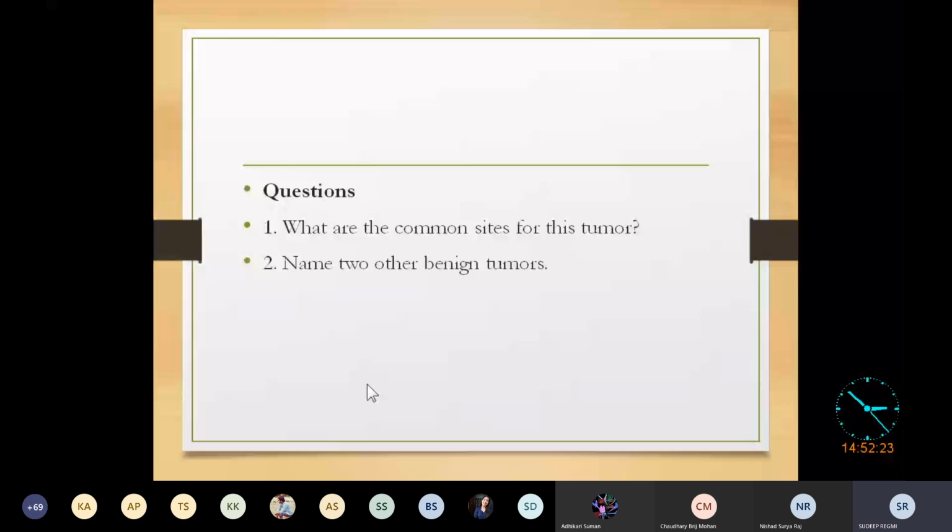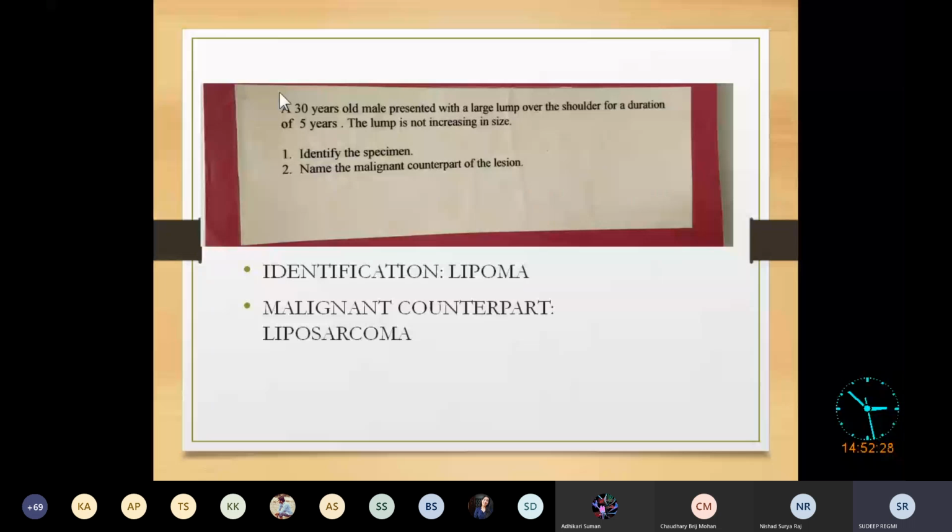Now, a question might come like this. A 30-year-old male presented with a large lump over the shoulder for a duration of 5 years. So this is not a malignant tumor. Why? Because there is a long duration and the lump is not increasing in size. This is also a feature of a benign tumor. If it was a malignant tumor, then the lump would be there for a shorter duration, and it would be massively increasing in size.